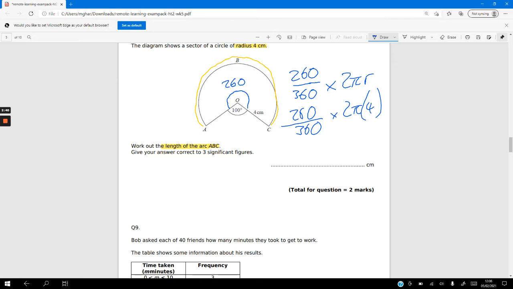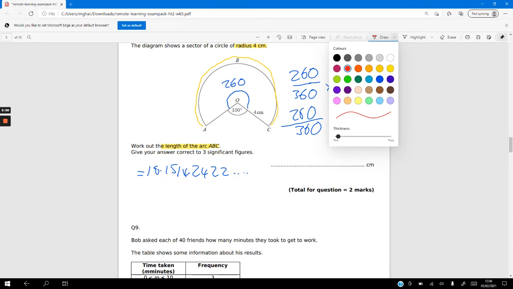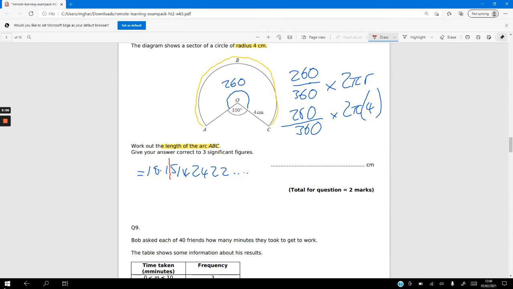I'm going to plug that into a calculator. And that will give me this number, which is 18.15142422. And I'm asked to give my answer to 3 significant figures. So I count from the left, 1, 2, 3, put my line if I want to, and I look next door. Now the 5 means I round up, so my answer, 18.2 centimeters. Simple.